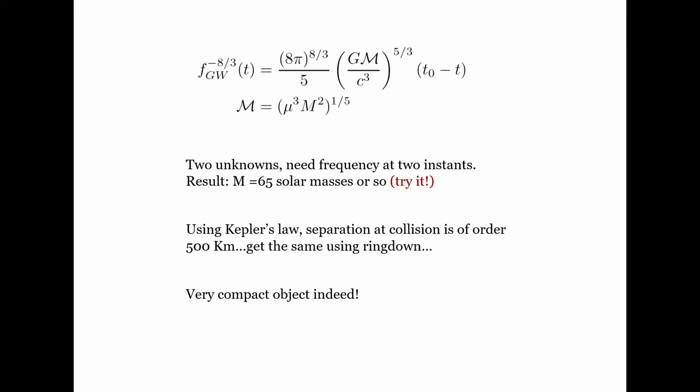So the orbital frequency is related to the gravitational frequency, so gravitational waves are emitted at twice the orbital frequency. So the expression looks something like this, okay? Not very illuminating, but anyway. It seems it depends only on this chirp mass called M, and it depends on a merger time T naught, okay, which we have no access to.